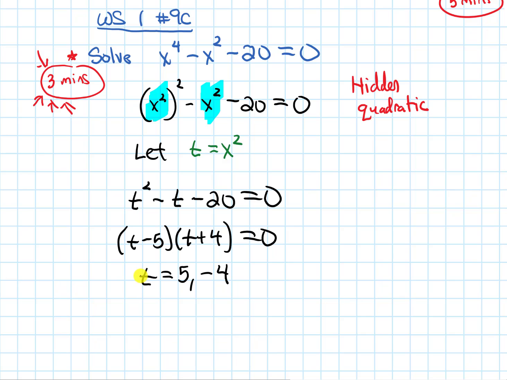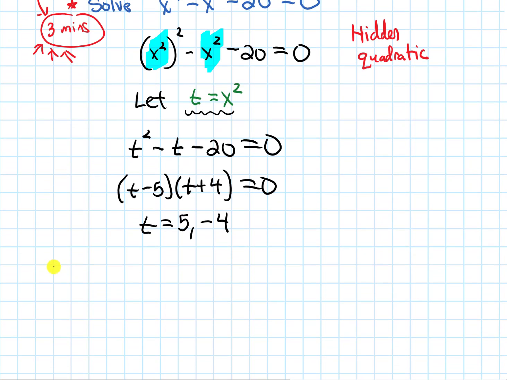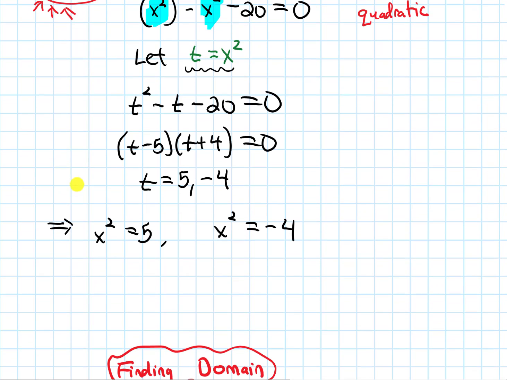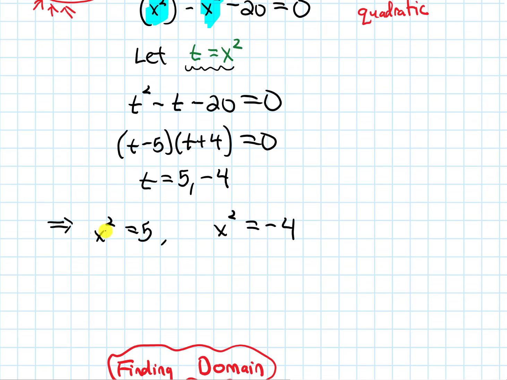I'm not done yet because this is what t equals, and I introduced the variable t. The original variable was x, so I need to plug back in to know what x is. So I'm going to plug back into my substitution. Thus I get either that x squared equals 5, or that x squared equals negative 4. If I square root both sides of this, I get x will equal, remember, when I even root both sides of an equation, I have to put a plus or minus. So I get plus or minus root 5.